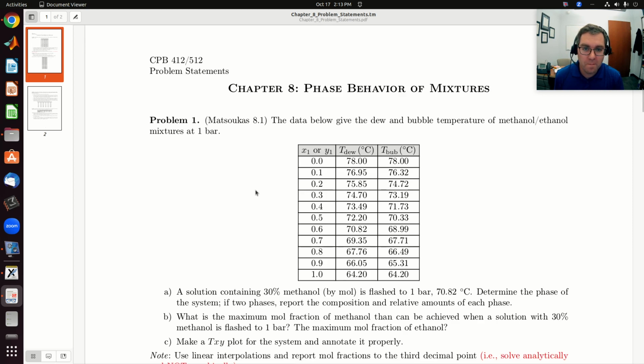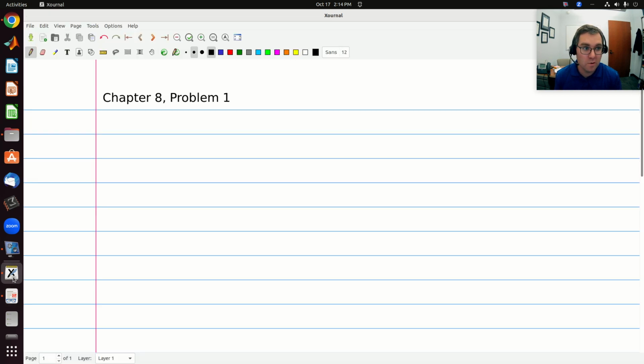In problem one, the data below give the dew and bubble temperature of methanol ethanol mixtures at 1 bar, and then we're asked a series of questions related to it. The first thing is this is TXY data, so I'm going to first make a sketch of a TXY system for an ideal system, and then we're going to think about what this data actually is that we're given, and what it corresponds to.